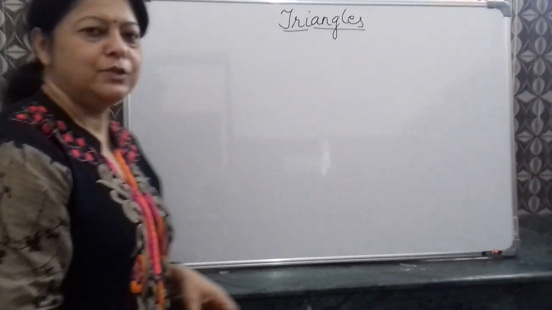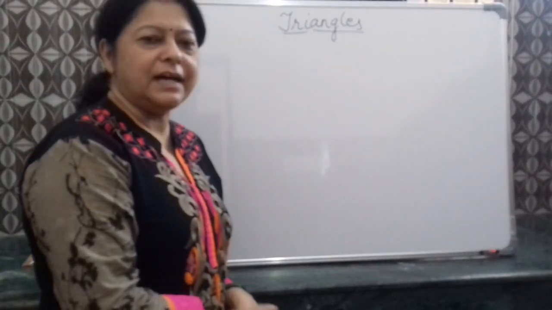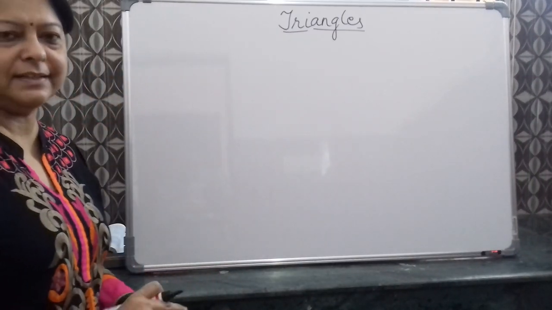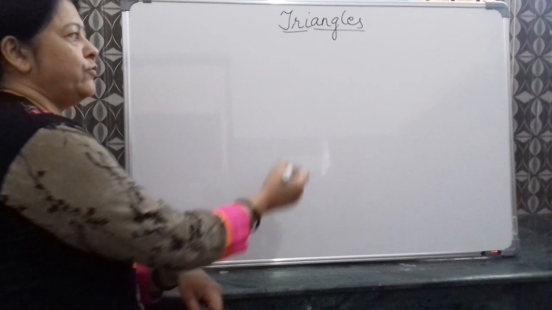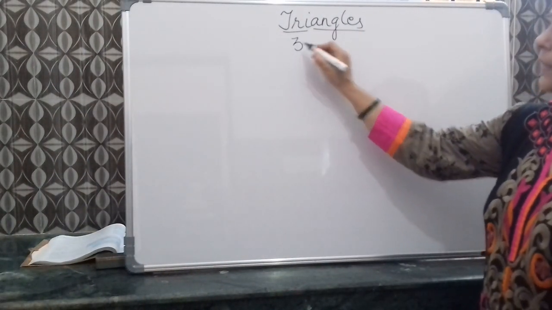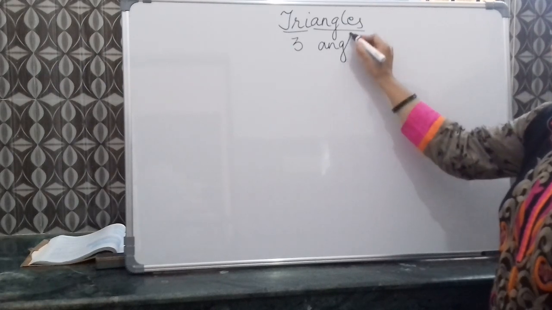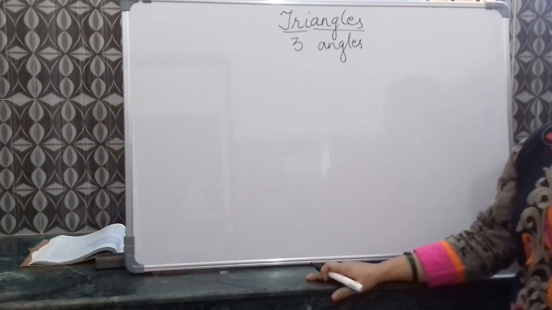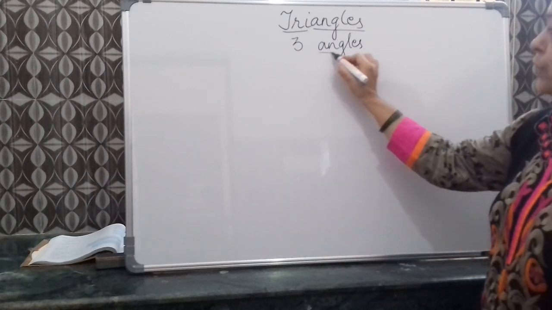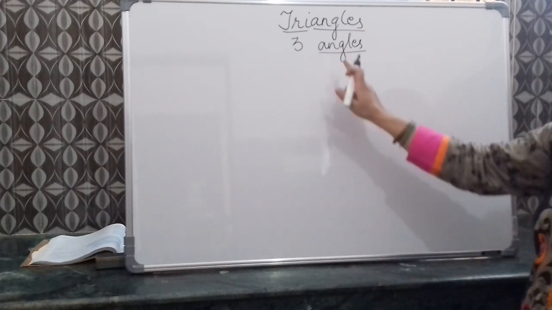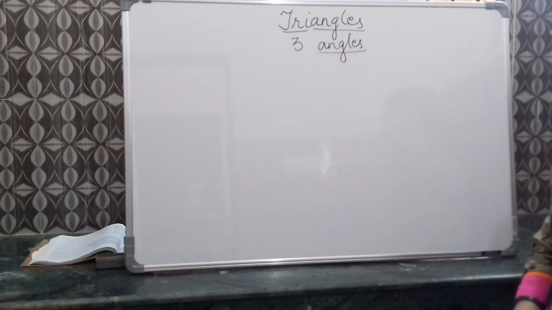So students, today we'll start with the term triangles. As the word triangles suggests, inside it you'll find two words, tri and angles. Tri means three, and angles you all know very well. Today we'll talk something more about angles and then go to triangles. First of all, what is an angle?